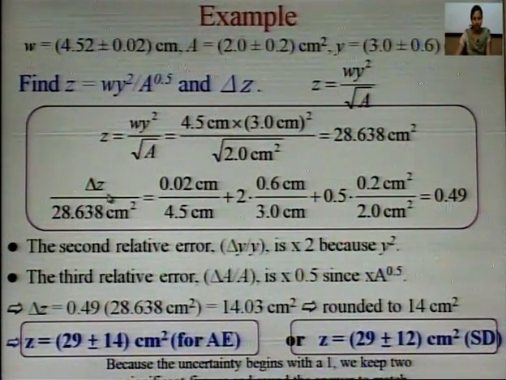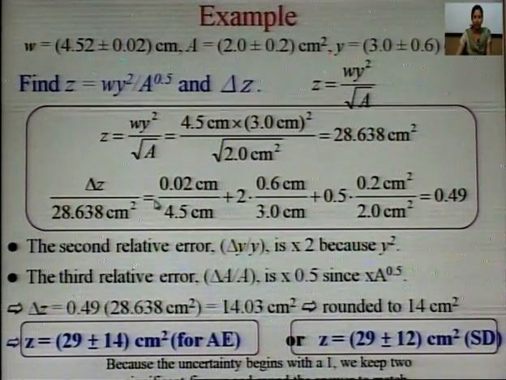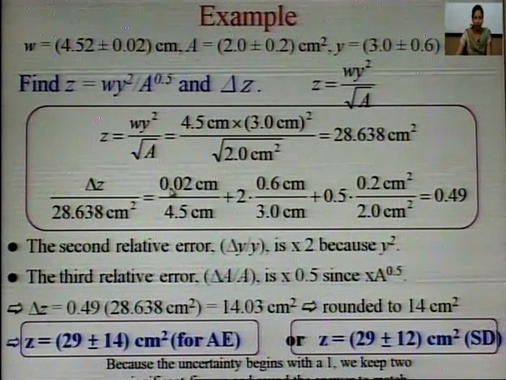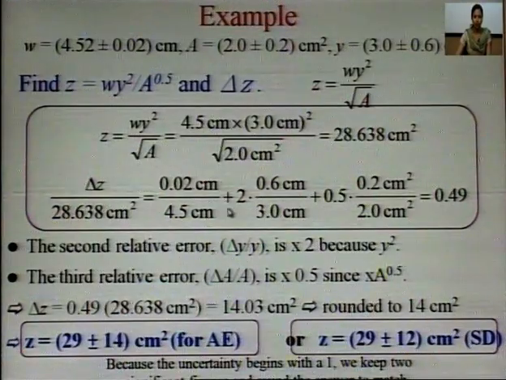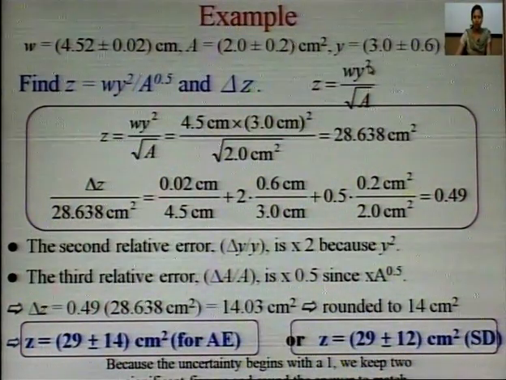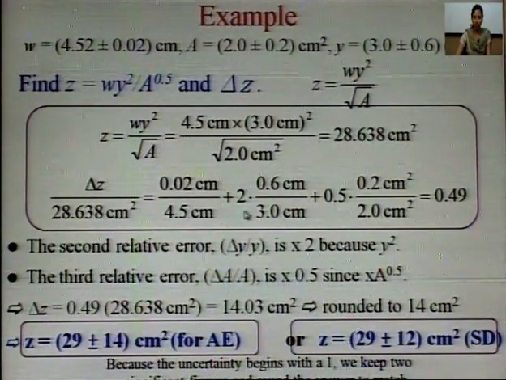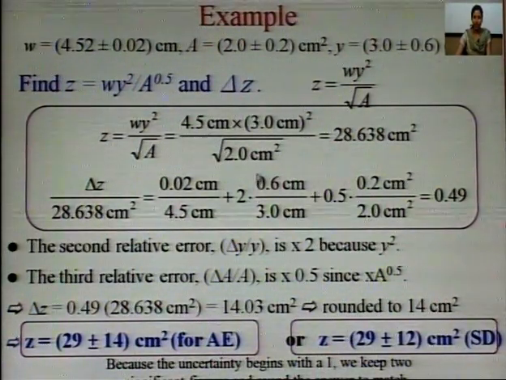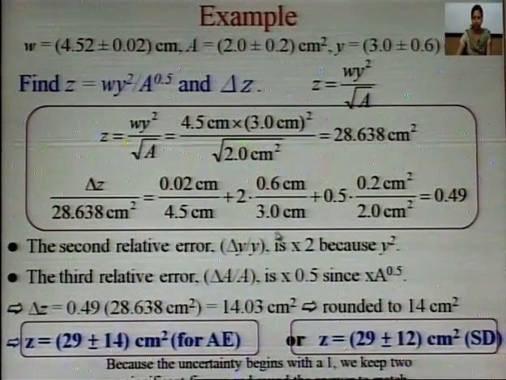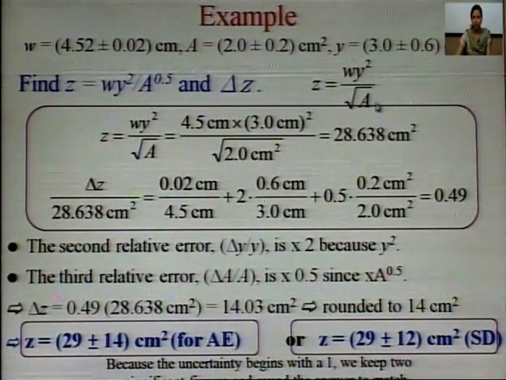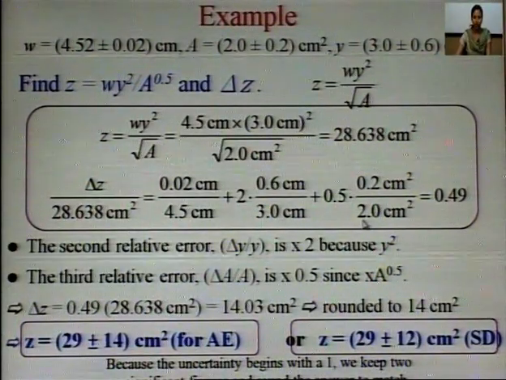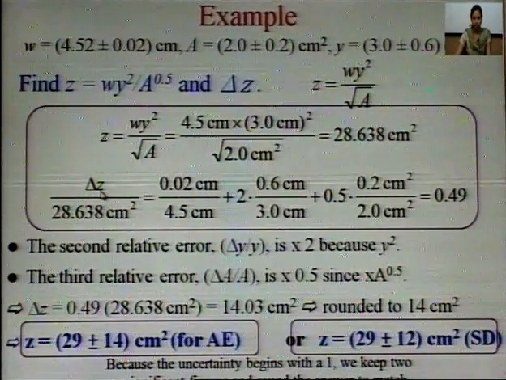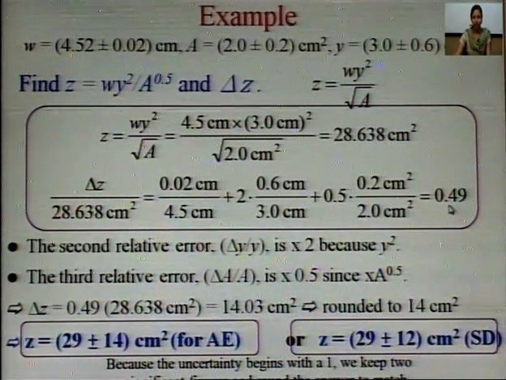So next we will calculate its error. Delta Z upon Z is equal to delta W upon W. Delta W is 0.02, W is 4.52, plus its power is 2. So 2 comes here, 2 into delta Y upon Y. Delta Y is 0.6, Y is 3, plus its power is 0.5. Square root of A means half, half means 0.5. So plus 0.5 into 0.2 divided by 2. So delta Z upon Z comes out to be 0.49.